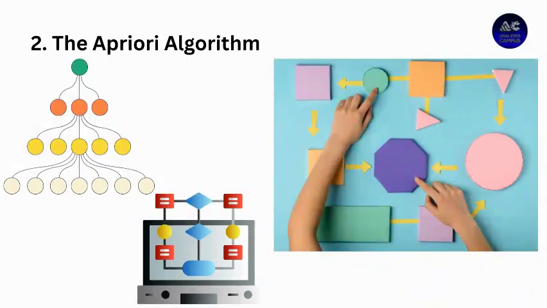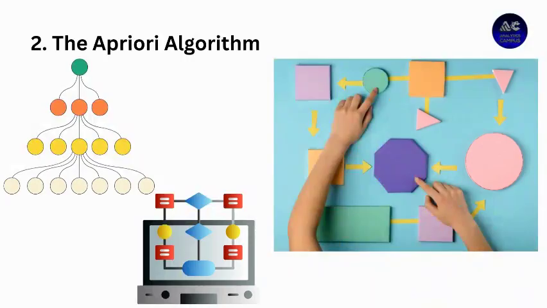3. The FP-growth algorithm. Another powerful method is FP-growth. Unlike Apriori, which scans data multiple times, FP-growth is faster and more efficient. It builds a tree structure to quickly spot frequent item patterns. This means businesses can handle larger datasets and get faster results, especially useful for big supermarkets or e-commerce platforms with millions of transactions.